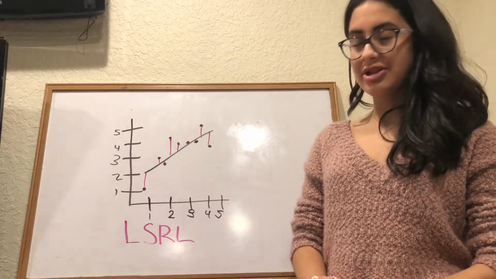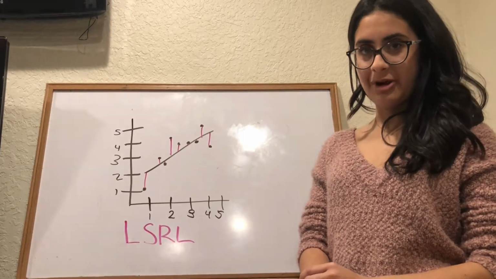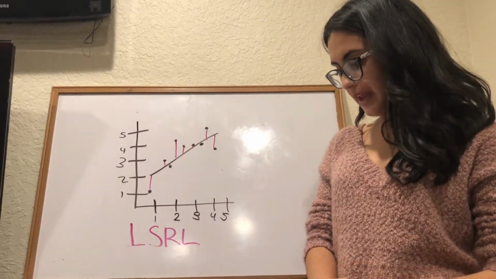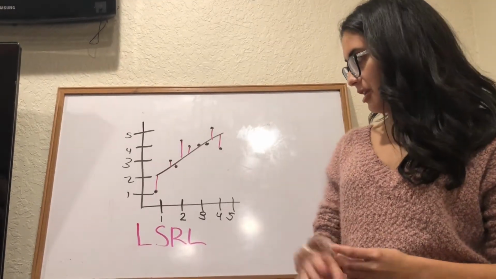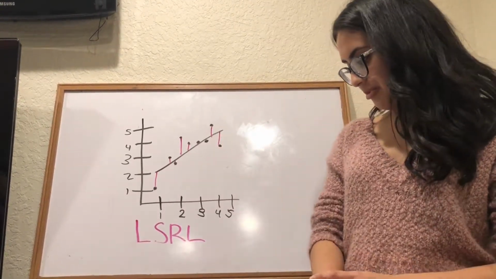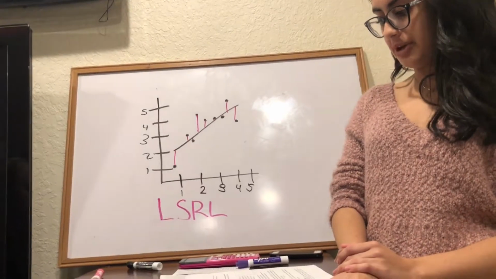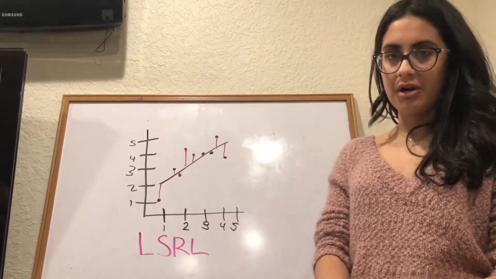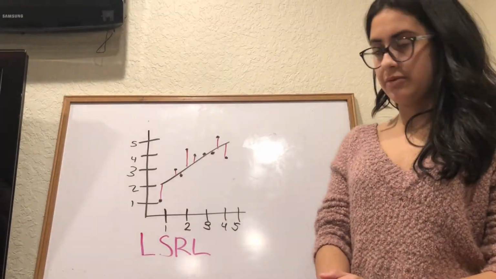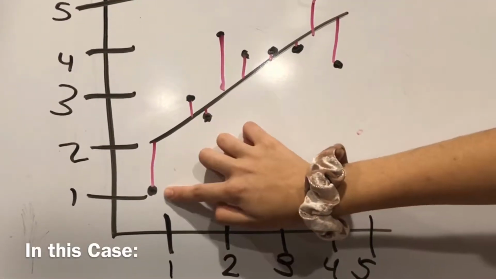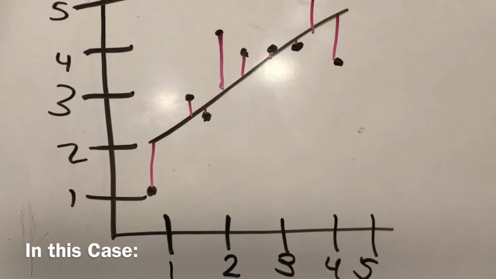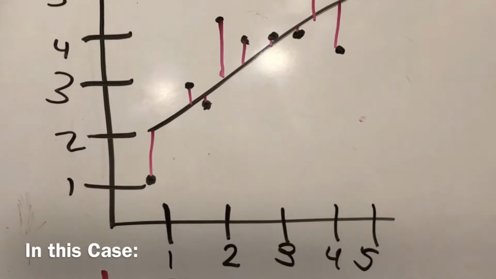The least squares regression line is also used to predict a particular y value from a given x value. In most cases, the LSRL does not perfectly pass through each data point, as shown here. Therefore, we calculate the error between the predicted value and the actual value by subtracting our predicted y from our observed y. So our predicted y value here is 2, and our actual y value is 1. So therefore, the error is 2 minus 1, which is 1.